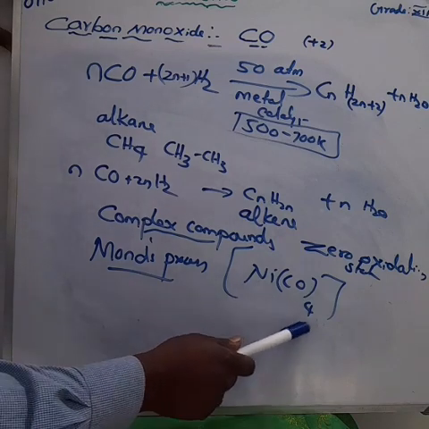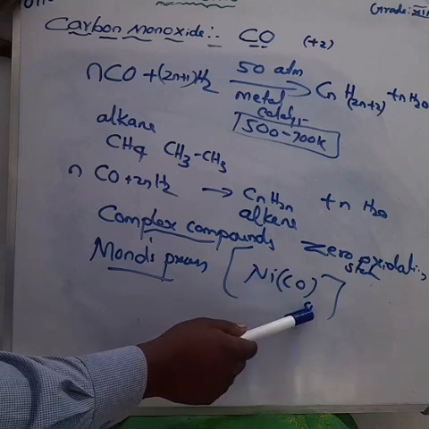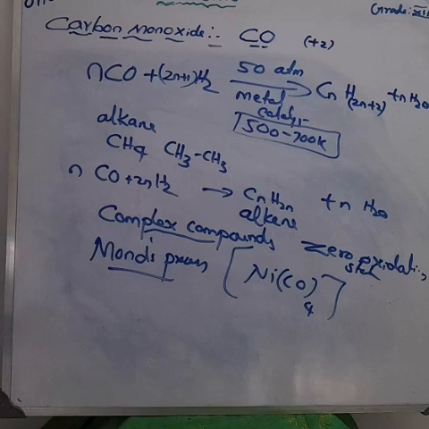Nickel tetracarbonyl. Nickel, that is Ni. Tetra means 4. Mono means a single one, di means 2, tri 3, tetra 4, penta 5, hexa 6. Yes or no?